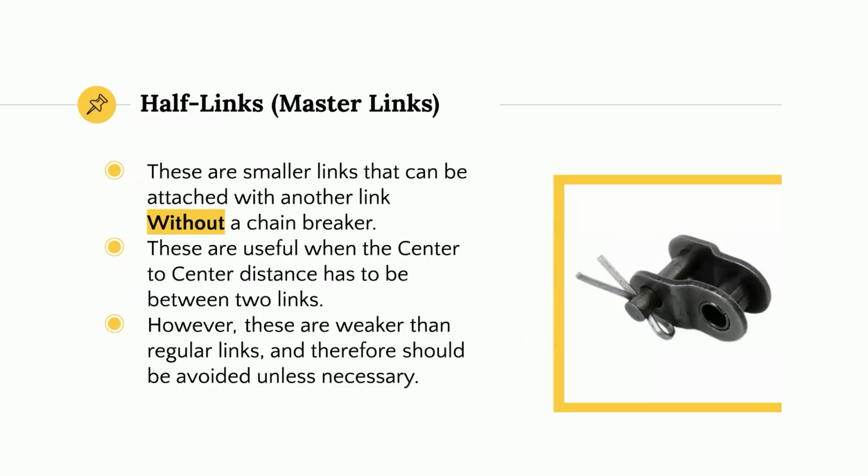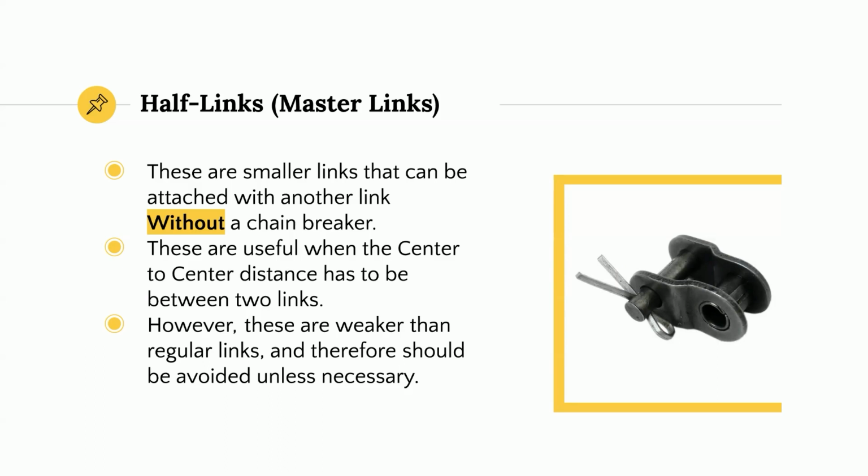So we also have half links, which sometimes are called master links. These are smaller links that can be attached to another link without a chain breaker. A chain breaker is just a tool we use to connect chain. These are useful when the center-to-center distance has to be between two links.